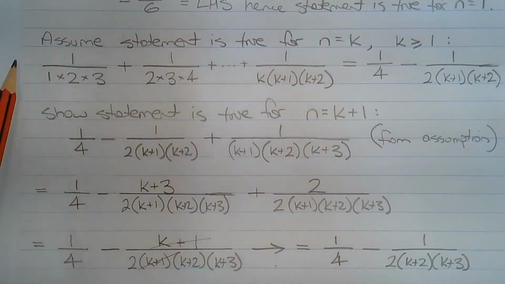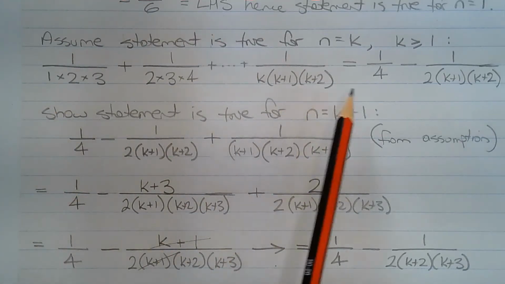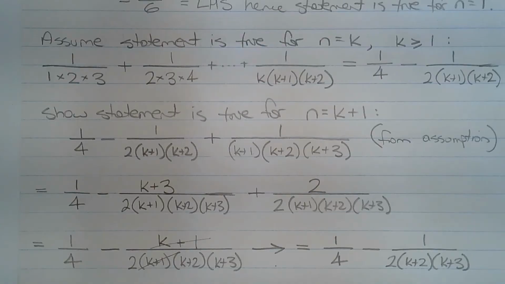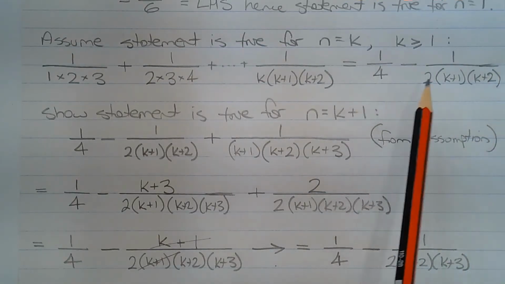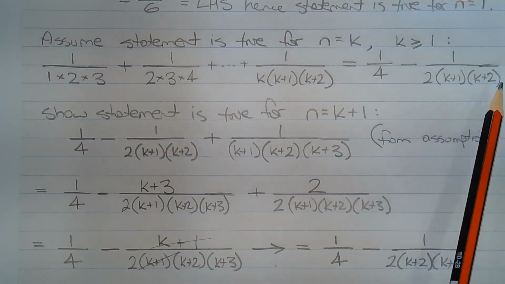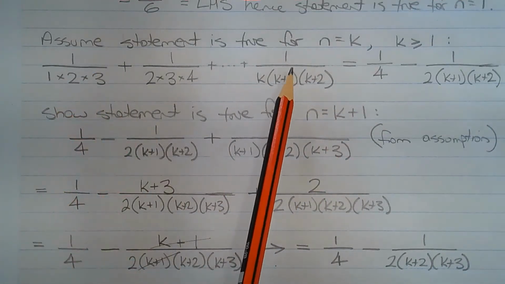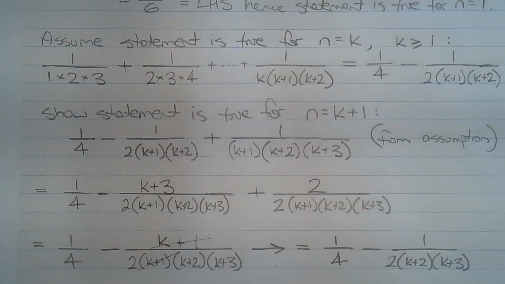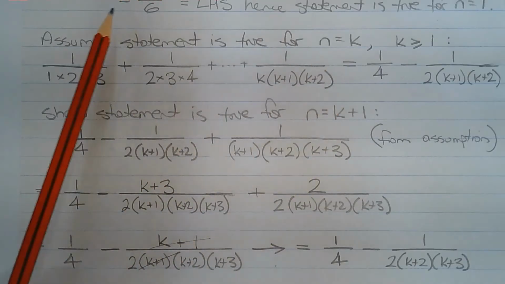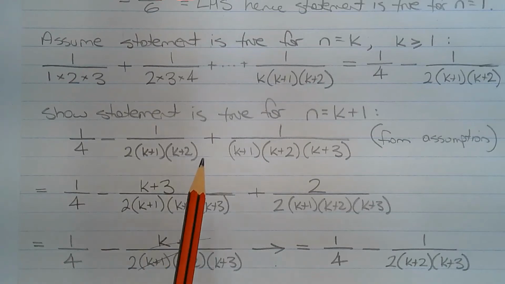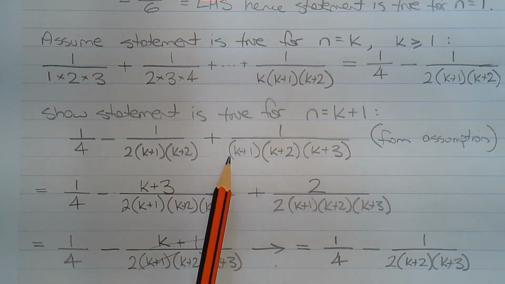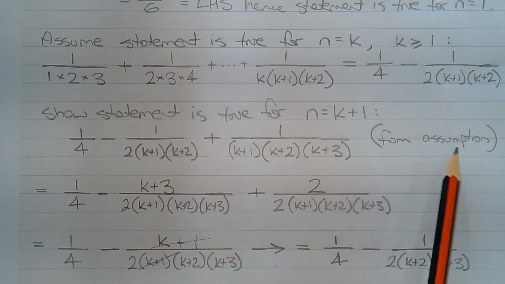Now, this part of the statement, so the left-hand side, can be replaced with the right-hand side by the assumption. So 1 over 4 minus 1 over 2 times k plus 1 times k plus 2 is equal to the left-hand side. So what we need to do is take this side of the assumption and we're going to add on the next term, so the k plus 1 term. So we have 1 over 4 minus 1 over 2 times k plus 1 times k plus 2. That represents the left-hand side of the assumption, plus the next term along, which is 1 over k plus 1 times k plus 2 times k plus 3. I'll just make a statement here, so from the assumption.